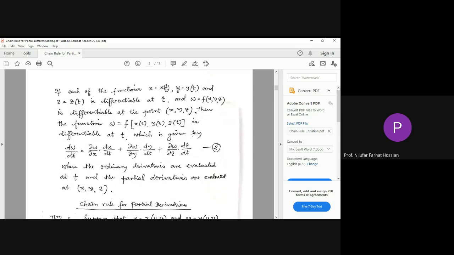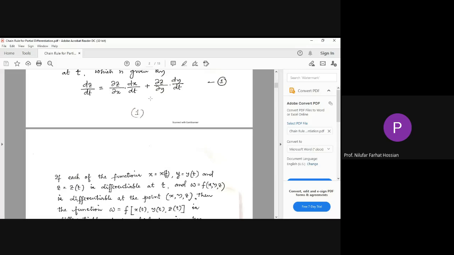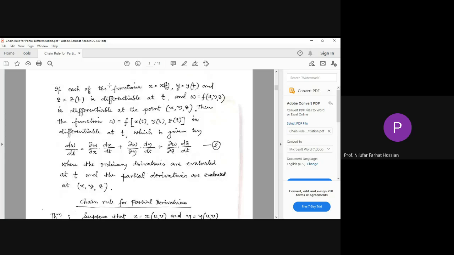Yes, because in place of two variables x and y, now you have three variables x, y, z, and the total function is denoted by w. So for dw by dt, just extend this formula into three terms, because there is one more variable here. So dw by dt will be del w by del x into dx by dt plus del w by del y into dy by dt plus del w by del z into dz by dt, if there are three independent variables.